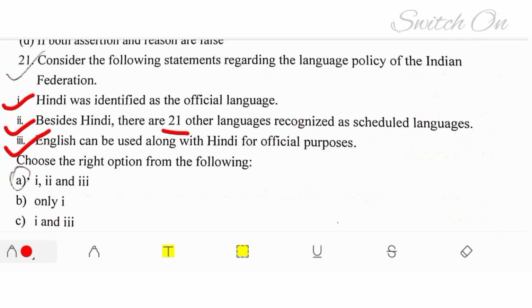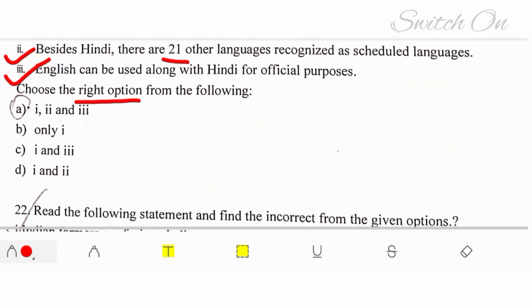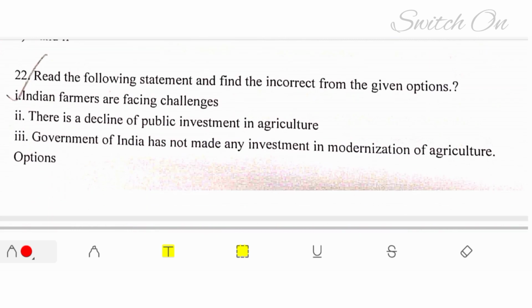So the correct answer for question number 21 is option A. So they have told us to choose the right option. So it's option A, 1, 2 and 3.